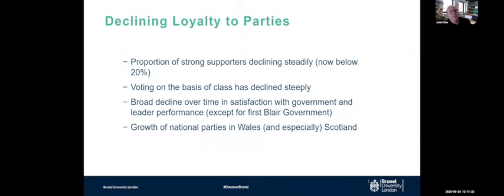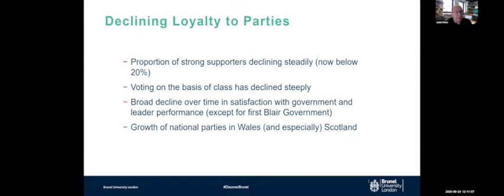The second thing we see is that voting on the basis of class has declined very, very steeply. If we go back to the 1950s and 1960s, we could have a good idea of how someone was going to vote on the basis of their social class, looking at their occupation. But that changed very much in the 70s and has continued to decline ever since, to the extent that social class has become almost irrelevant in terms of predicting electoral behavior.